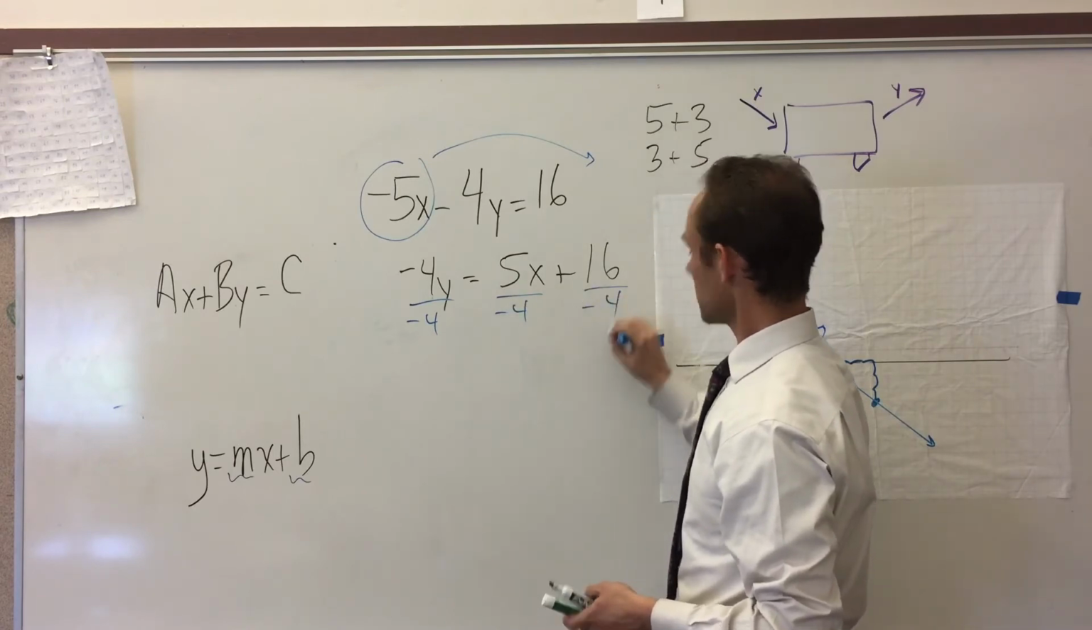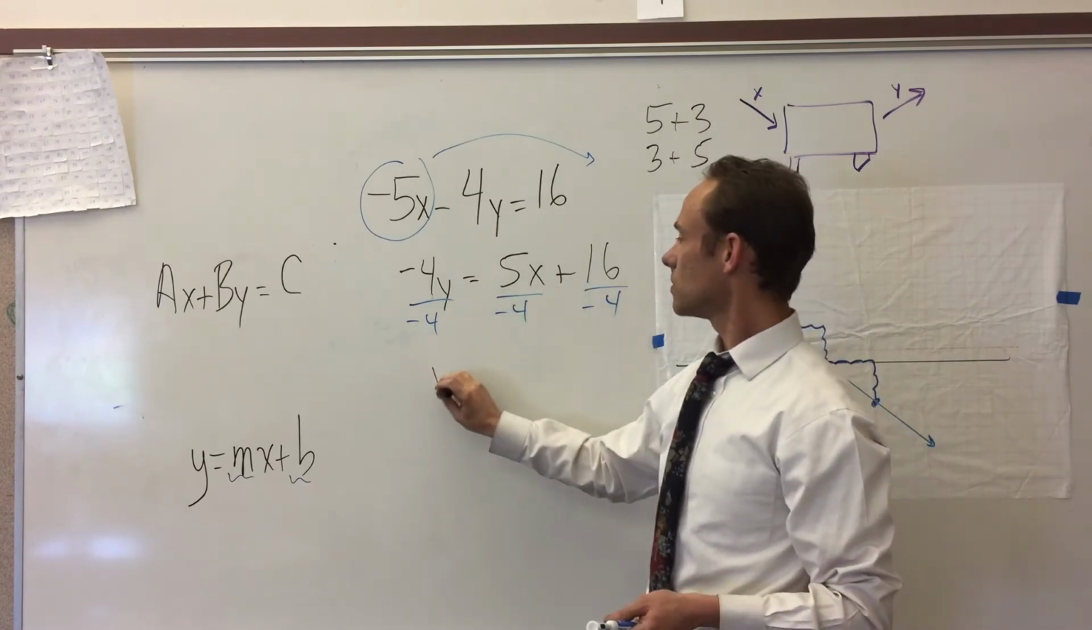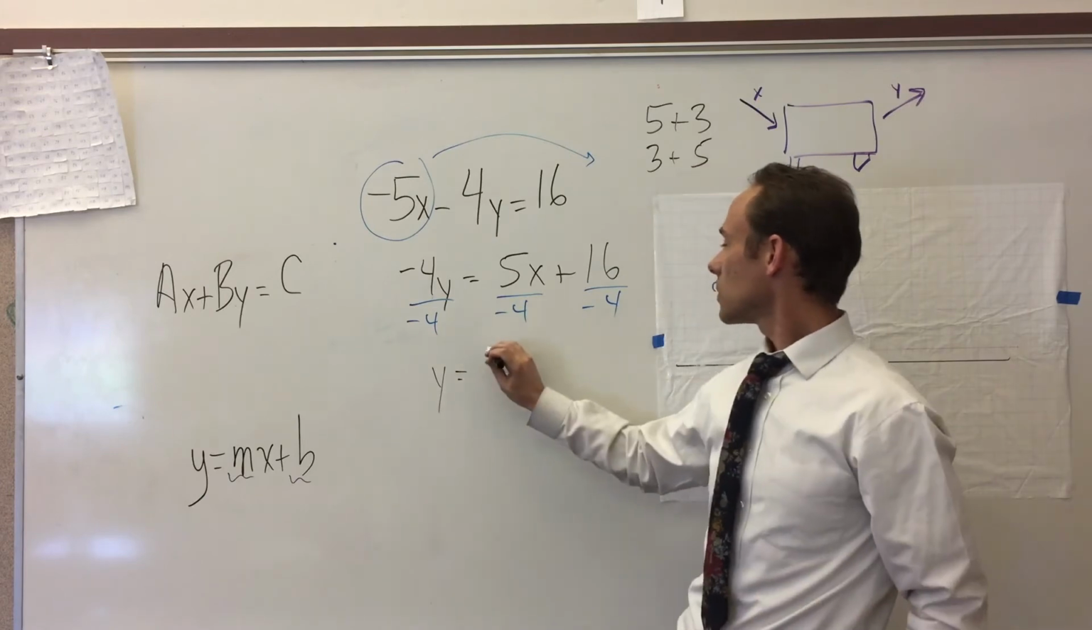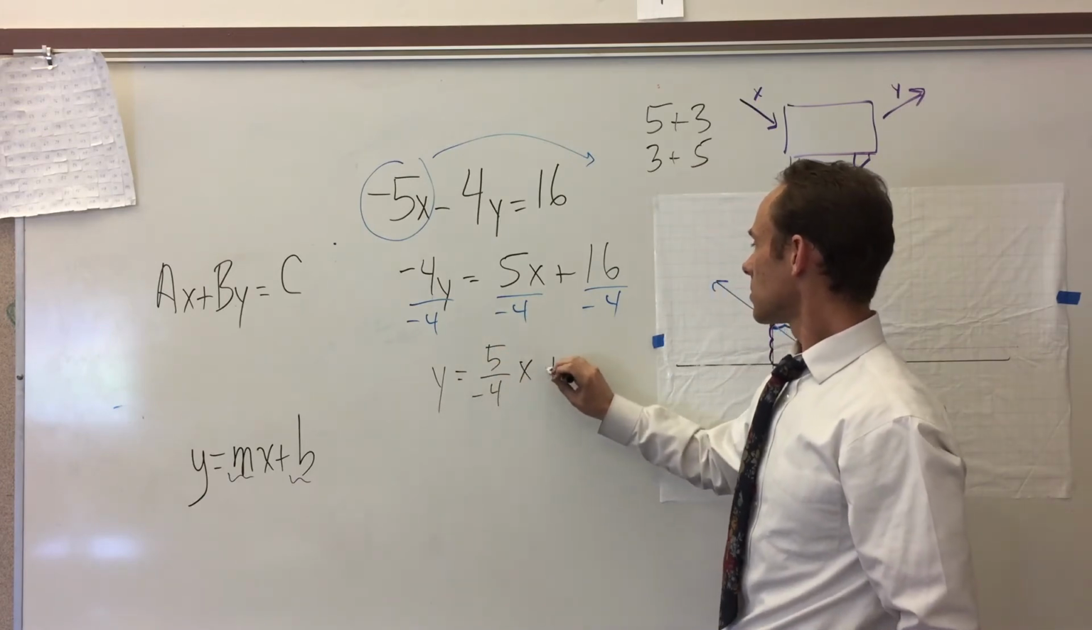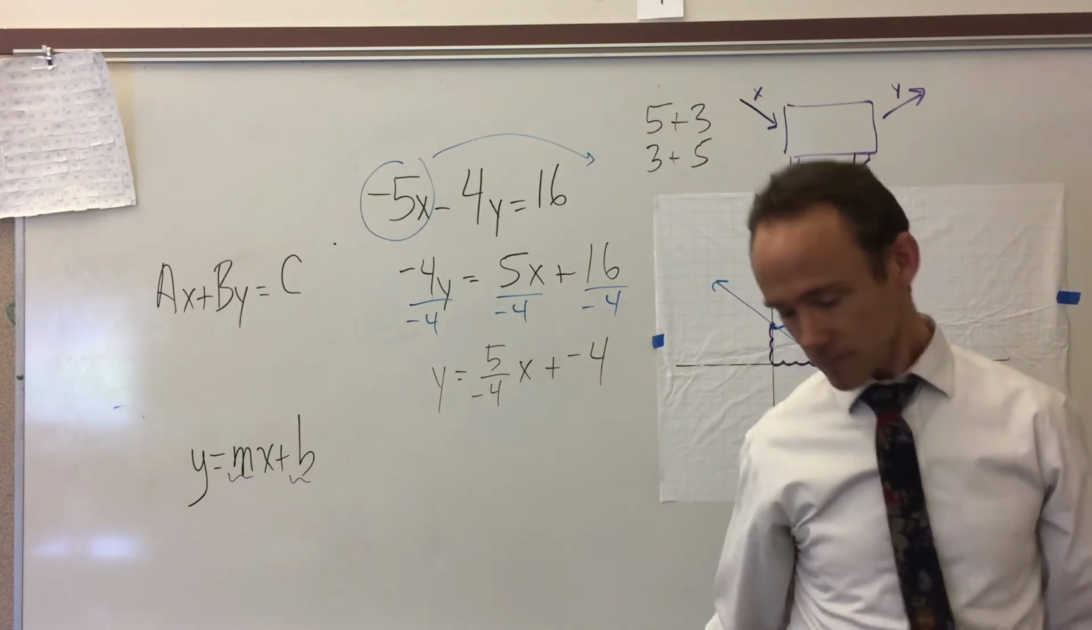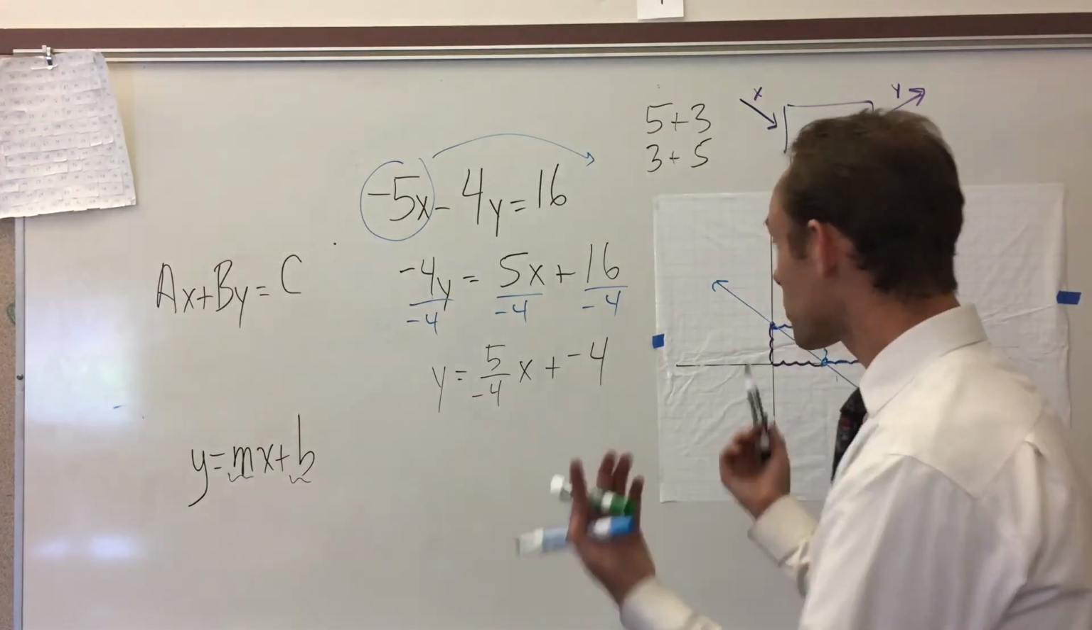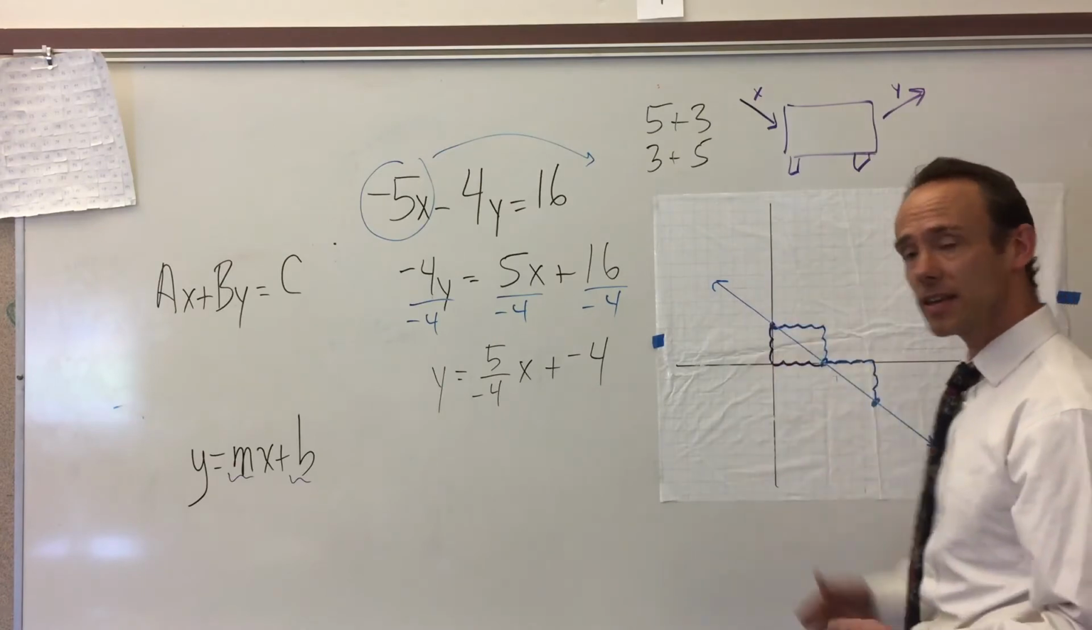Oh my God. Holy Toledo. Who would have thought such a thing? And we got 5 over negative 4x plus negative 4. So that's our slope. We can graph that. I'm just going to leave everything here.